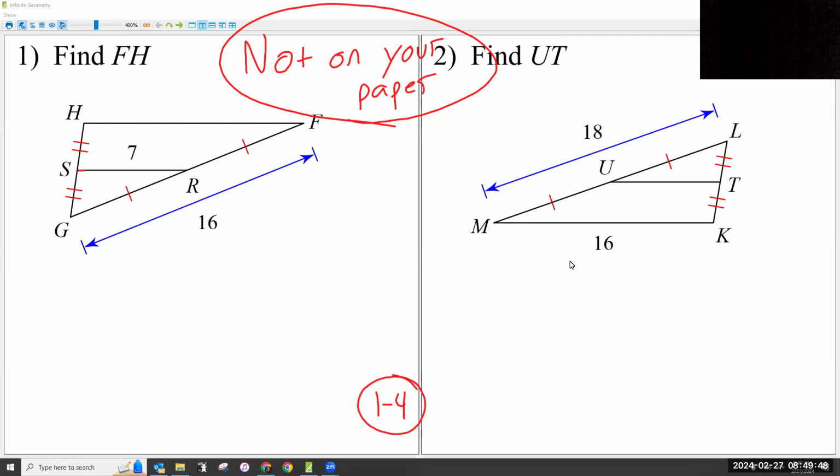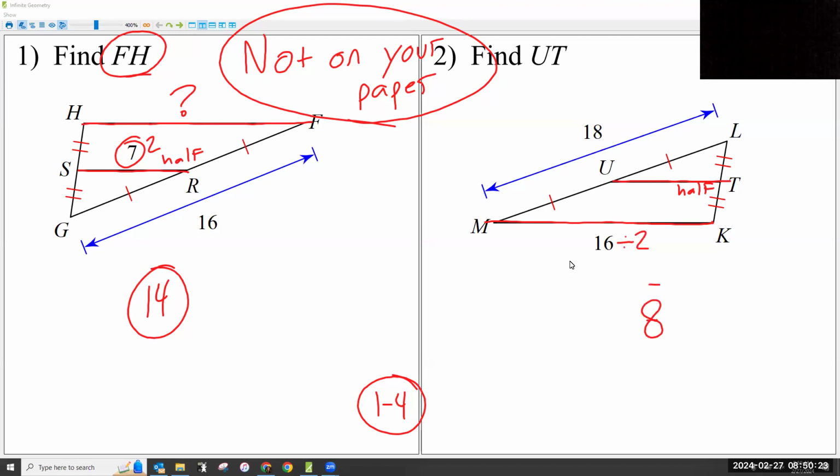So this mid-segment right here is exactly half of that one. And so it says, what is FH? Well, if 7 is exactly half of what? Well, I'll multiply it by 2, I get 14. Boom, there's my answer. Or I could go backwards. I know that this one, again, is half of that one. So half of 16 is 8. Simple as that. There we go.